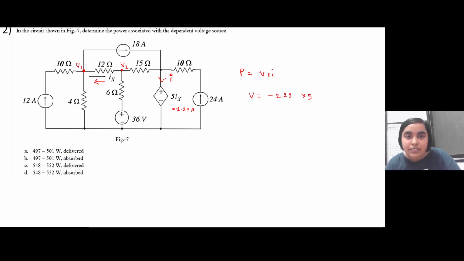Excuse me, ma'am. The question is to find total power in the circuit. The question is to find the power in the dependent voltage source. This is the dependent voltage source because it has this Ix term, which is dependent on the current in this particular branch, right? It is written here, determine the power associated with a dependent voltage source. So you have to calculate whether this dependent source is either absorbing power or giving out power, and how much is the total power.